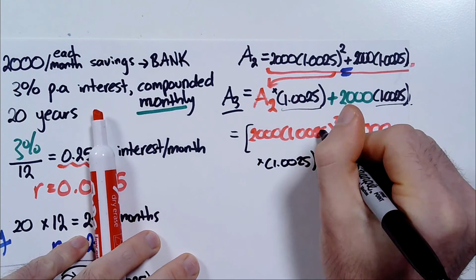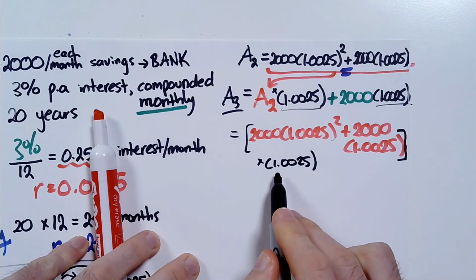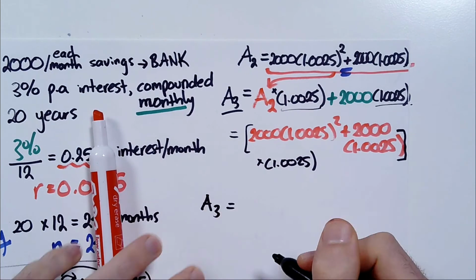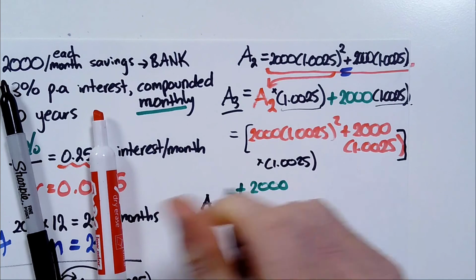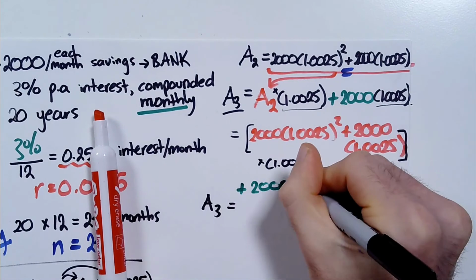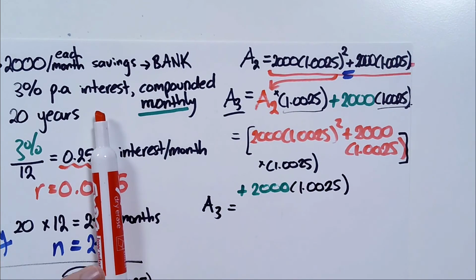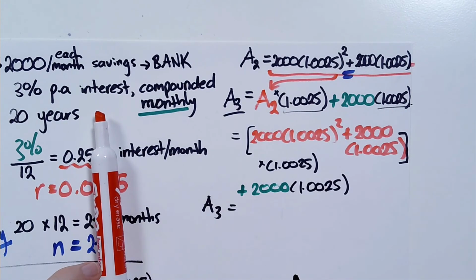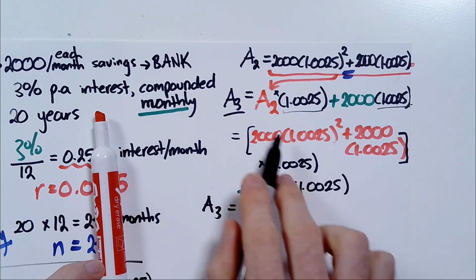Now, if I multiply that, that's going to become cubed because it's already got squared and I'm multiplying by another one of the same brackets. And remember, we have the extra $2,000 down here that's being multiplied by 1.0025. So all of this is A3, is the same as this. Make sure you pause it and re-watch what I've just said to try and understand where each thing is coming from.